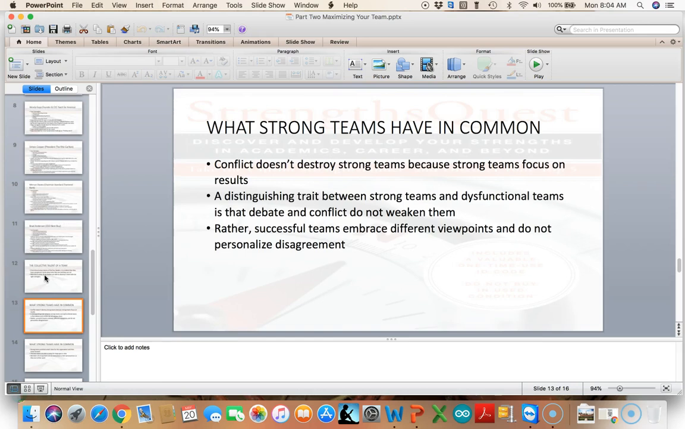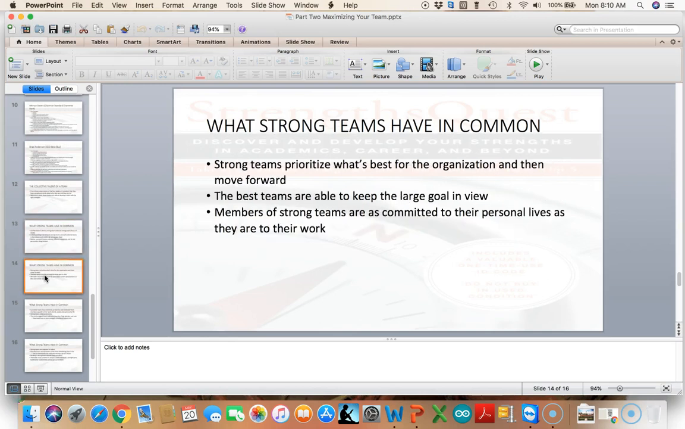They're able to achieve. A distinguishing trait between strong teams and dysfunctional teams is that debate and conflict do not weaken them. In the examples that I gave you before, they are going to come together, they're going to learn about one another, and they're going to figure out a way to achieve. Rather, successful teams embrace different viewpoints and do not personalize disagreement. Strong teams prioritize what is best for the organization and then move forward.